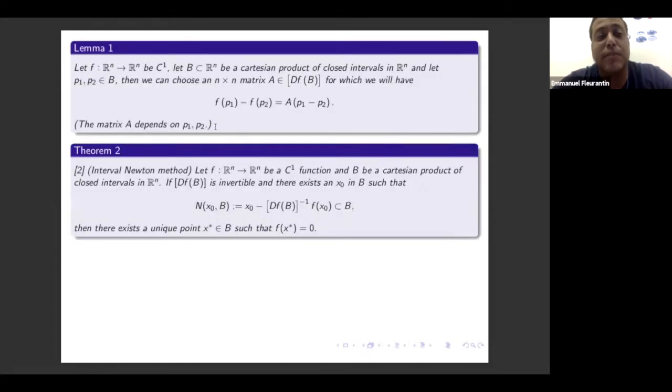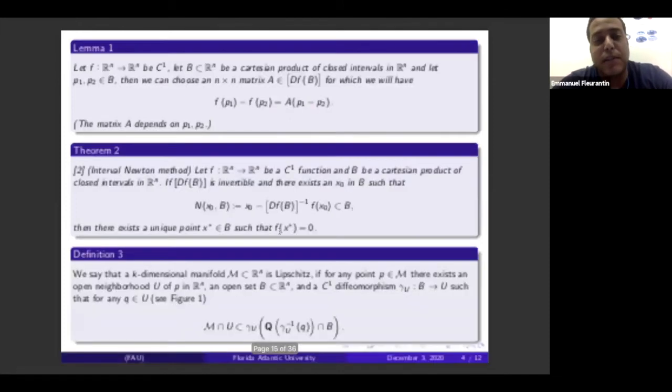Next, we'll use a famous theorem. We took it from a paper by G. Alefeld in 1994. This is the famous interval Newton theorem. Let f from R^n to R^n be a C1 function, and let B be a Cartesian product of closed intervals in R^n. If the interval enclosure of Df(B) is invertible, and there exists an x0 in B such that x0 minus the interval enclosure of Df(B) inverse times f(x0) is a subset of B, then there exists a unique point x star in B such that f(x star) is 0.